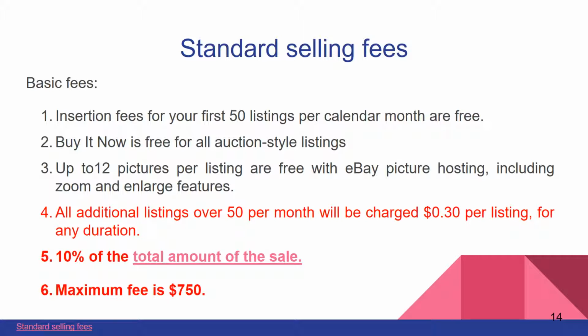We need to notice that if we add additional listings over 50 per month, we will be charged $30 per listing. 10% of the total amount of the sale will be paid to eBay. But we don't have to be too worried about that, because the maximum basic fee will be no more than $150. Above all, the first, second, and third are free and basic. The fourth is an extra fee and is optional. The fifth and sixth are for the total fee, mandatory, overall, and important.